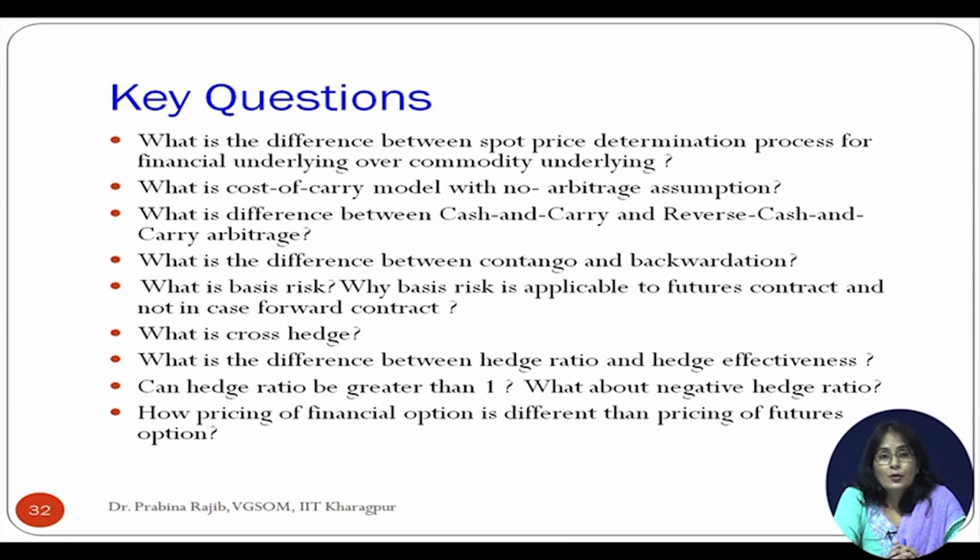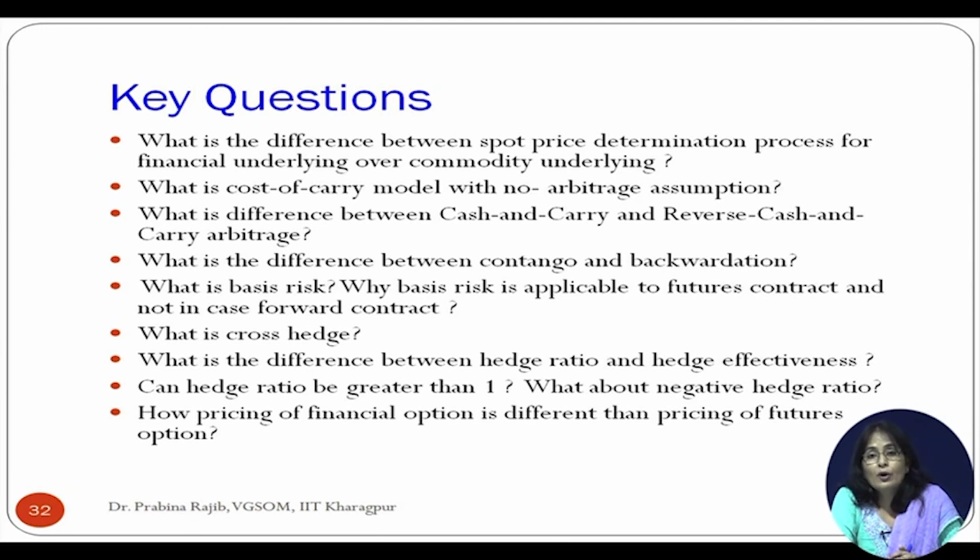The second key question is, what is the cost of carry model with no arbitrage assumption? All of you know that futures price, be it financial futures or commodity futures, are priced based on the cost of carry model with no arbitrage assumption. Similarly, if this cost of carry model does not hold true, then arbitrageurs can take cash and carry and reverse cash and carry arbitrage positions. So how exactly it is done, that should also be clear.